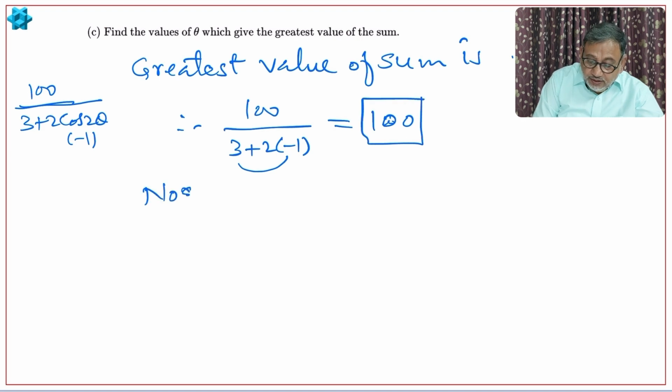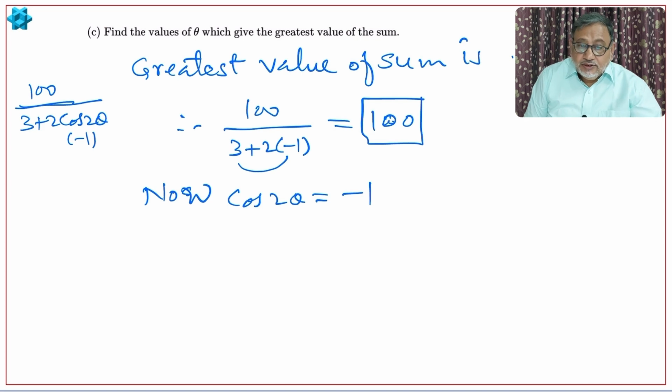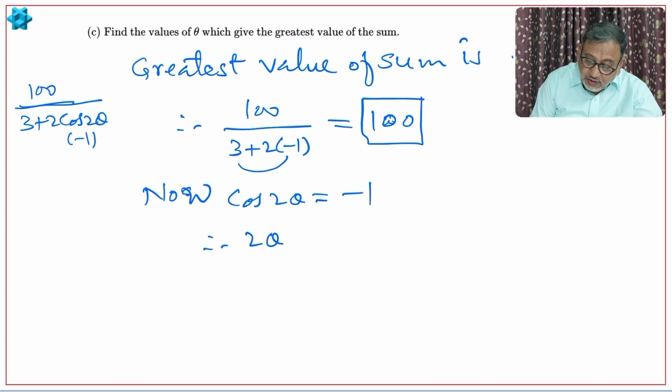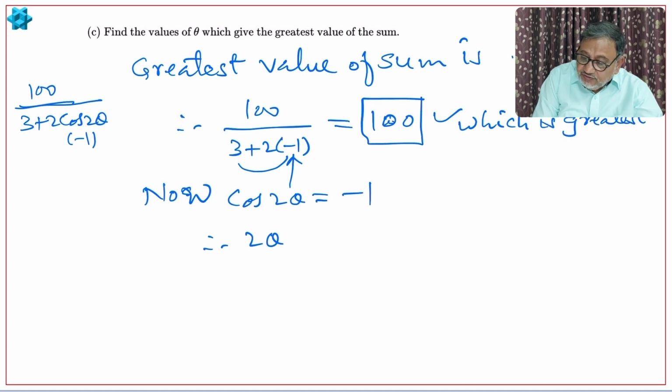Now cos 2 theta is minus 1, right? So therefore 2 theta will be what? Because when we take cos 2 theta equal to minus 1, it gives us the greatest value, right? So we have to find the value of theta for which this is the greatest value. Of course the greatest value is 100 for cos 2 theta equal to minus 1. So we have to solve and get the value of theta.